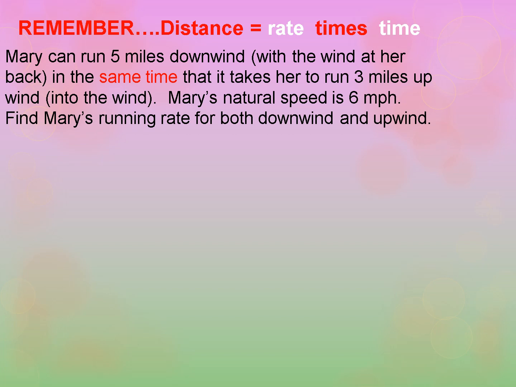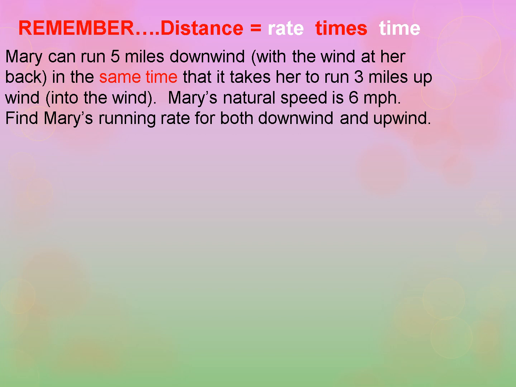That means she's running into the wind. So it's kind of pushing on her and slowing her down. And Mary's natural speed is 6 miles per hour. Her natural speed is how fast she runs if there were no wind. Okay? Find Mary's running rate for both downwind and upwind.